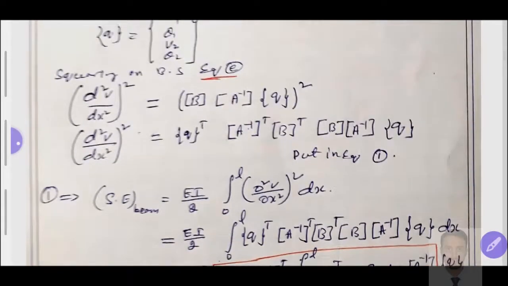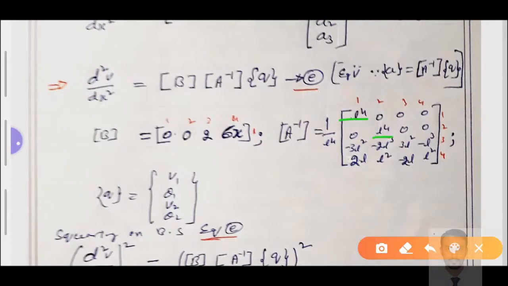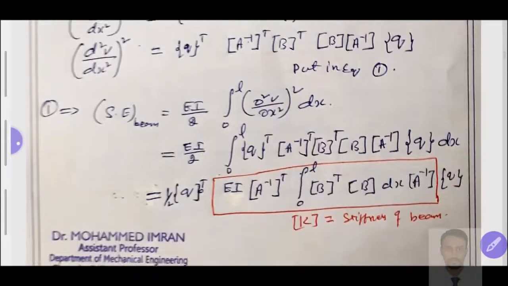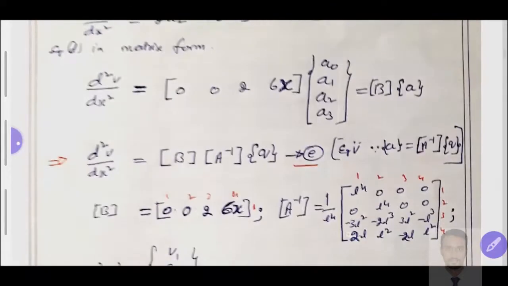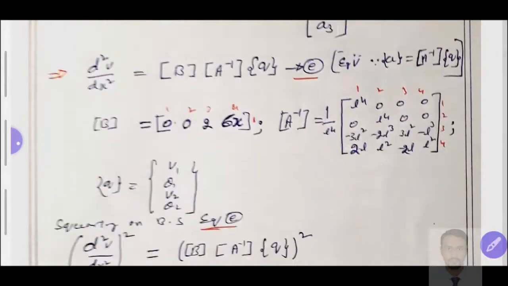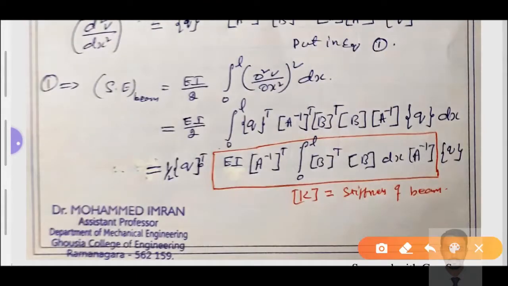Why? A inverse does not contain any x value. If it has an x value, we need to integrate, but already it has been integrated value of the given problem. That is the reason A inverse transpose matrix is taken out from the integration, and A inverse has been taken out from the integration. B matrix and transpose matrix of the B contain the value of the x that should be integrated. So within the integration we have taken 0 to L B transpose into B into dx. Rest of the values we have taken from the integration common. Highlighted content of the equation is said to be as a stiffness matrix of the beam element.